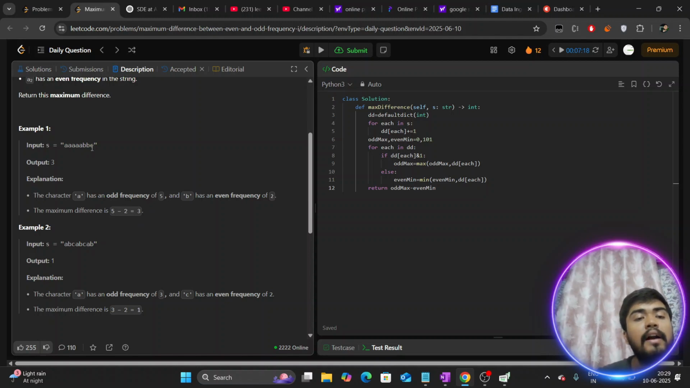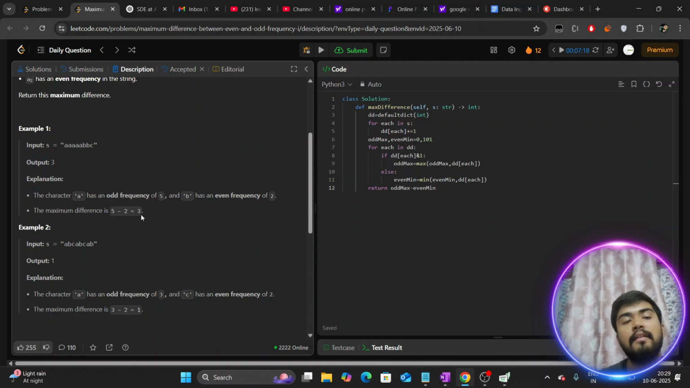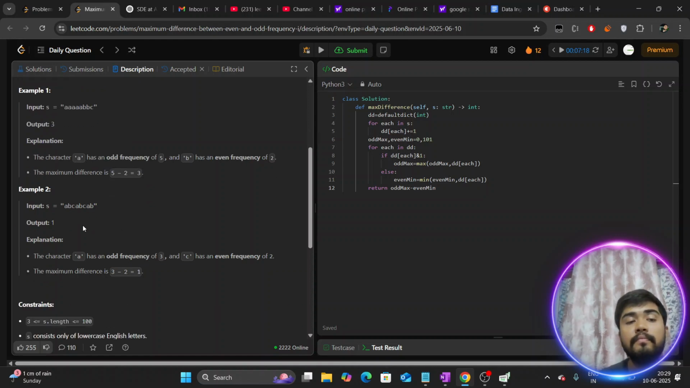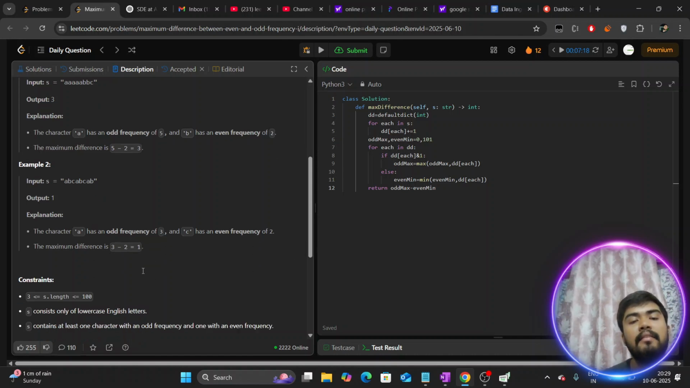And C also occurred 1 time, which is odd. But if we do 1 minus 2, so for odd frequency, rather than considering A, if we consider C, then the odd frequency is 1 and the even frequency is 2, then 1 minus 2 is minus 1. But we got 3 as an answer. Which one is greater? Between minus 1 and 3, 3 is greater. So we took 3. In this example, A occurred 3 times, C occurred 2 times, and if we take the delta of 3 minus 2, that is the maximum.